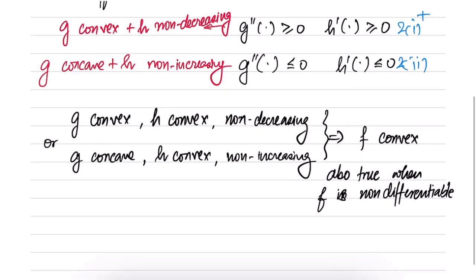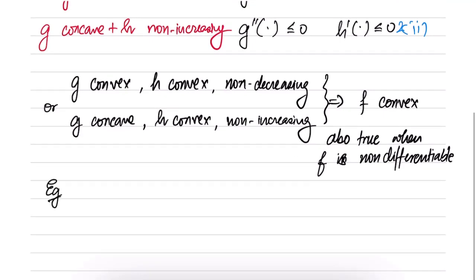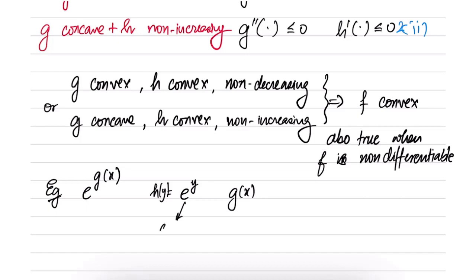So let's take some simple examples. Remember, the outer function always has to be convex, but the inner function can be convex or concave, provided that h is non-decreasing or non-increasing. Okay, so let's take a simple example, e raised to the power g of x. Here h of y is e raised to the power y, and g of x is any function. We can see that h is convex and non-decreasing. In fact, it is increasing and convex.